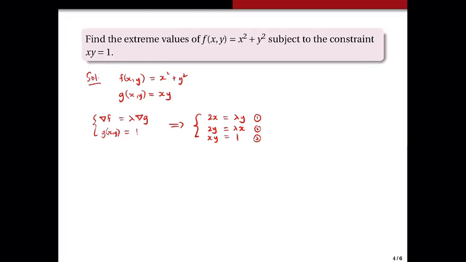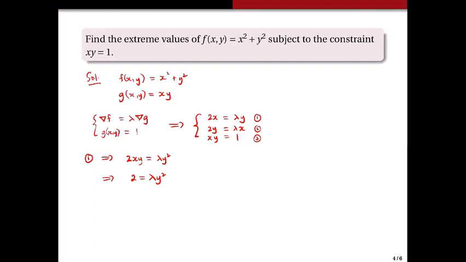From 1, we multiply both sides of the equation by y, and we will have 2xy equal to lambda y squared. But here xy equals 1. So this means that we will have 2 equal to lambda y squared.